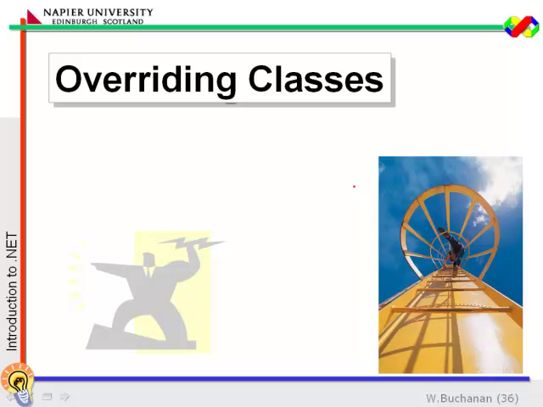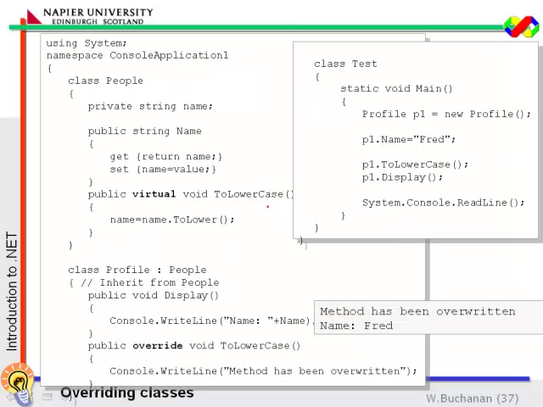Sometimes we are given a class and we don't actually want to use the methods inside it. So what we will do is override the class. In this example, we've created a class and we can define one of our methods as virtual. If we define it as virtual, then it means that another class can actually override that method.